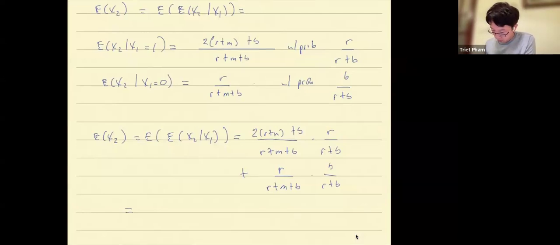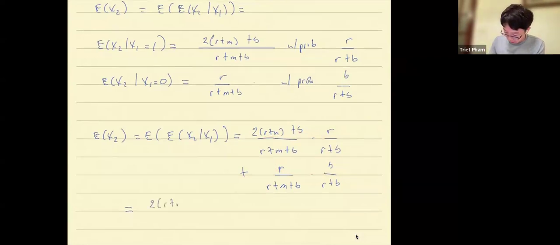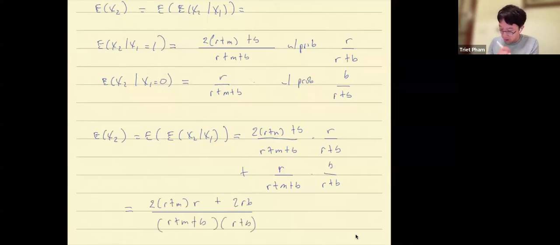Well, what would that be? You got r times b here, you got r times b, so you got 2 times r times b. But here you got r plus m times r. So let's see that: 2 times r plus m times r plus 2rb, over r plus m plus b times r plus b.